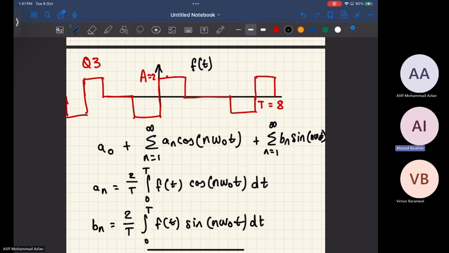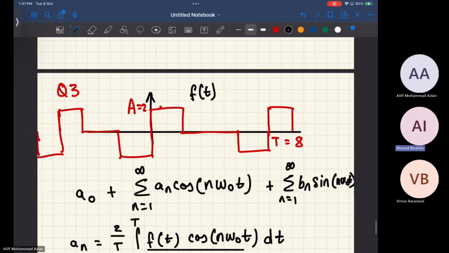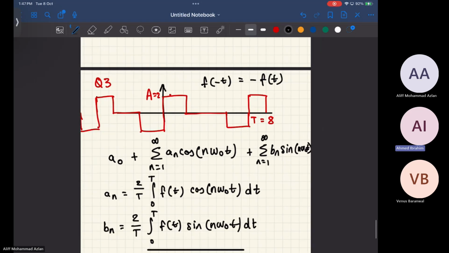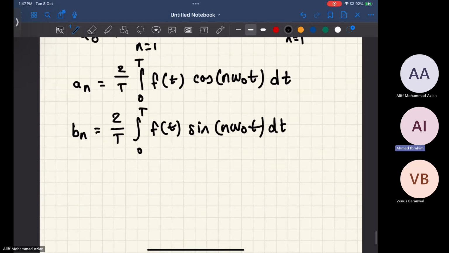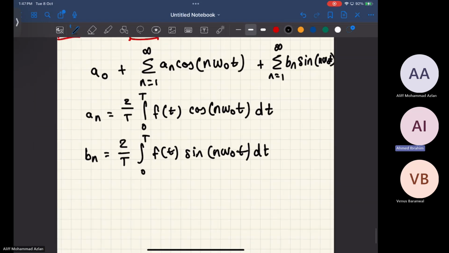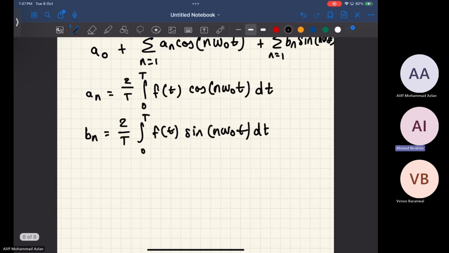But there's a clever observation that we can make here about the graph, particularly that it's an odd function. So in this case, we have f of minus t is equal to minus f of t. Essentially what that means is the left-hand side of the graph is a flipped version of the right-hand side. What that allows us to do is know that An and A0 are 0. So in that case, we don't actually have to compute the integral.